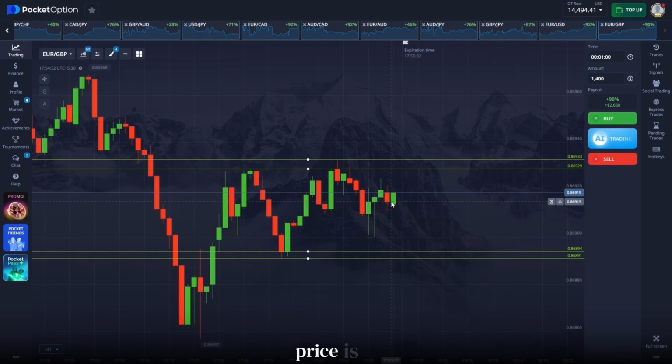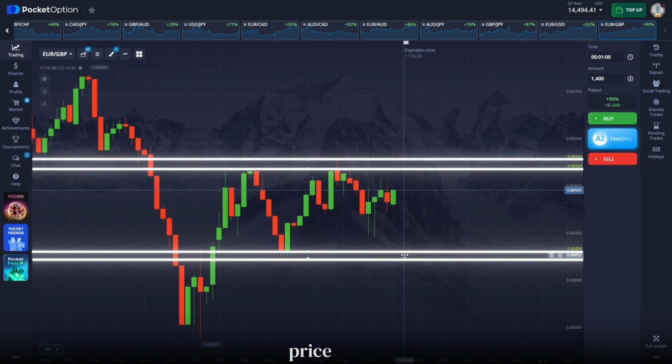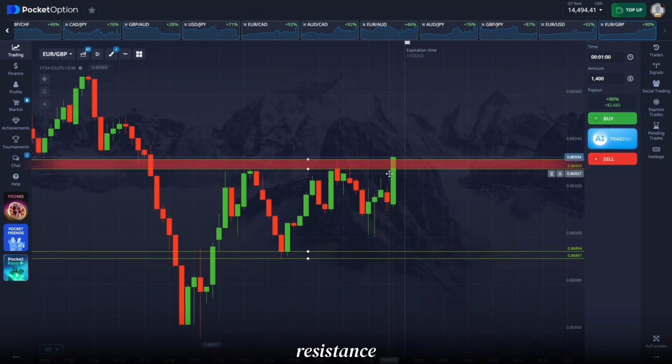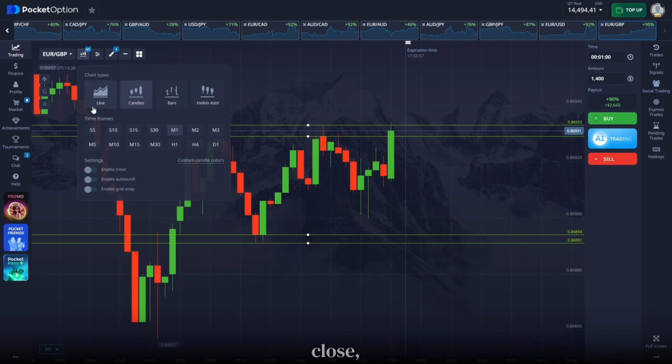So right now price is in between the zone. Let's wait for the price to retest this resistance or the support, and once price reaches the zone, I will look for confirmation and will place a 1 minute reversal trade accordingly. Let's wait now. Price hit the resistance zone, so chances of reversal are high. Let's wait for the 1 minute candle to close.